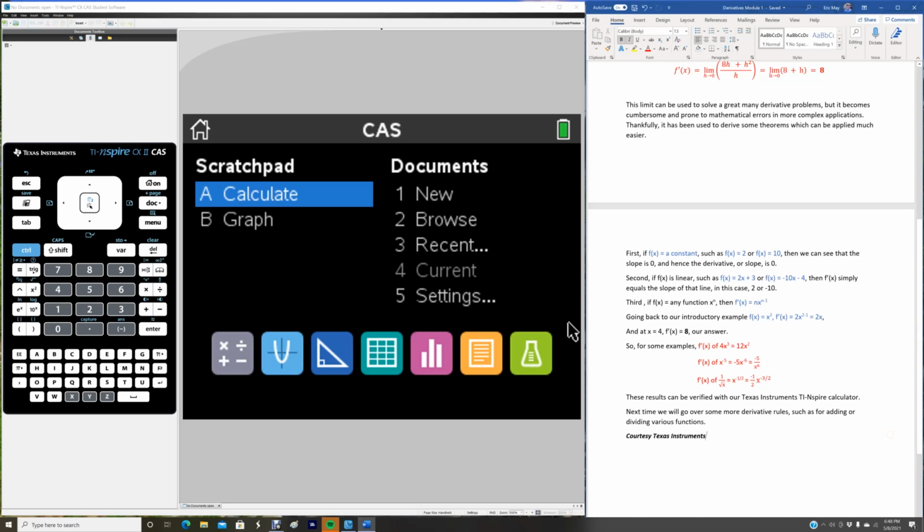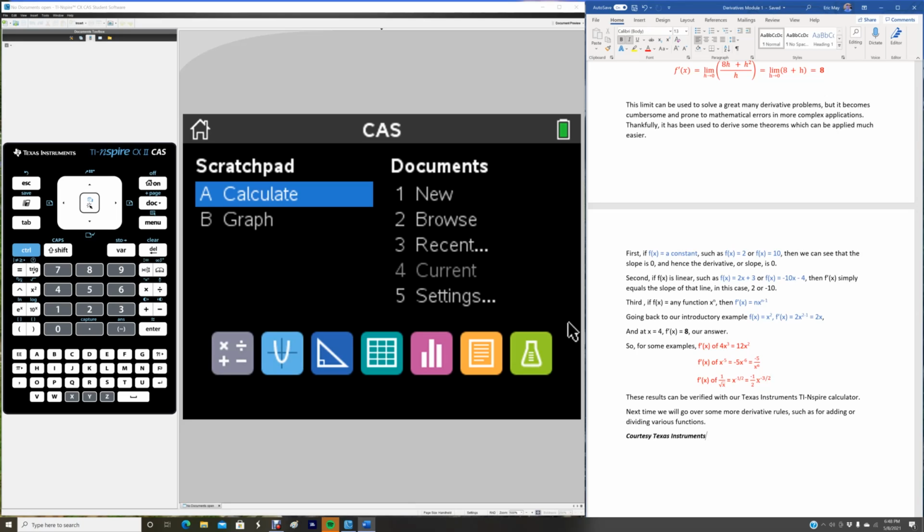So going back to our introductory example where we had f of x equals x squared, then using this formula, f prime of x becomes 2x to the 2 minus 1, which equals 2x. And at x equals 4, f prime of x becomes 8, our answer. So much easier to determine. Here are some other examples. What is f prime of x of 4x cubed? Well, putting that into our equation, 3 times 4 becomes 12, and x becomes x squared.